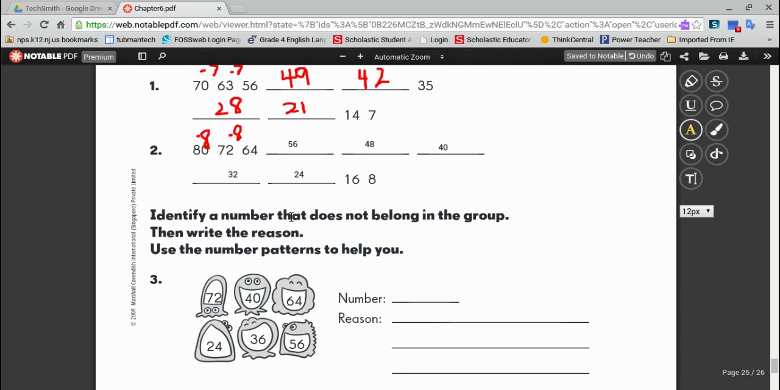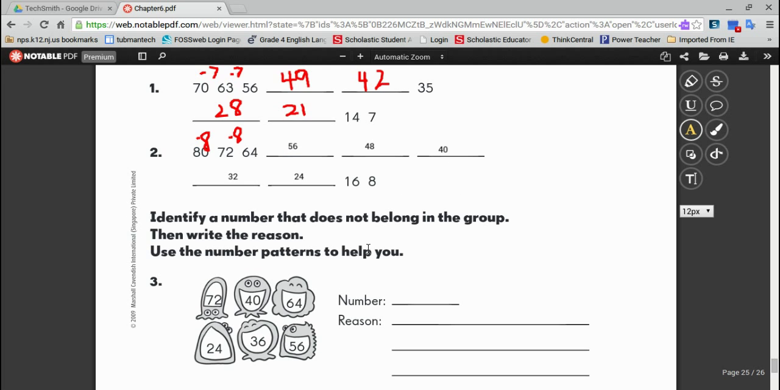Number 3, identify a number that does not belong in the group, then write the reasons. Use the number patterns to help you. So we're going to use these number patterns to help us. If you look at this, 24, well, I see 24 right over here. 36, I don't see 36 anywhere here. 56, I see it over here. 64, well, that's right over here. 40 is right over here. And 72, well, that's right over here. So the one that does not belong, well, that would be 36.